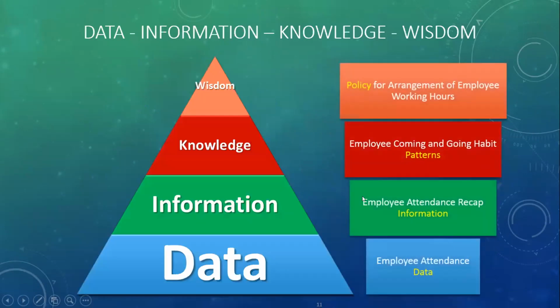So this is the image for the hierarchy of data, information, knowledge, and wisdom. Data is the employee attendance data. Information is the employee attendance recap information, which means compiling all the data. Knowledge is the employee coming and going habit pattern. And wisdom is the policy for arrangement of employee working hours.